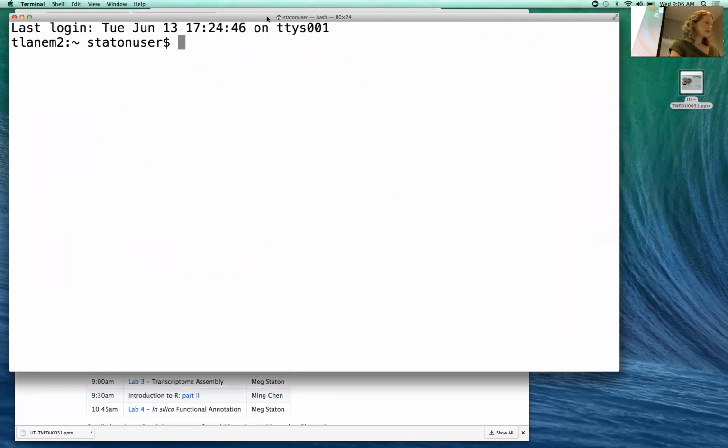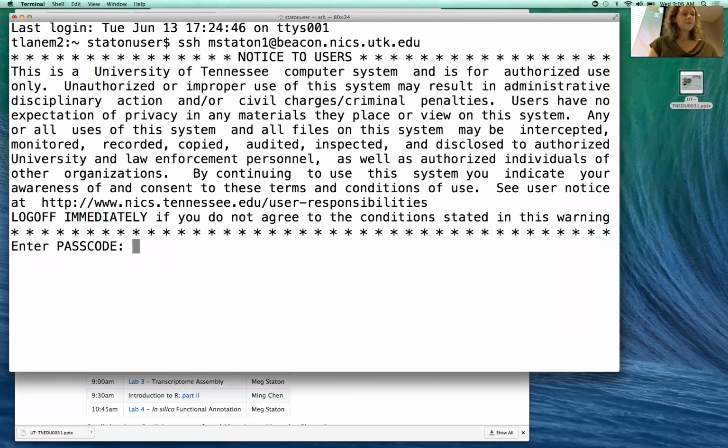So we are going to log into Beacon. I'm going to ssh MC1 beacon.nix.utk.edu. And I have my car keys instead of my office keys. Not going to be useful for logging in.